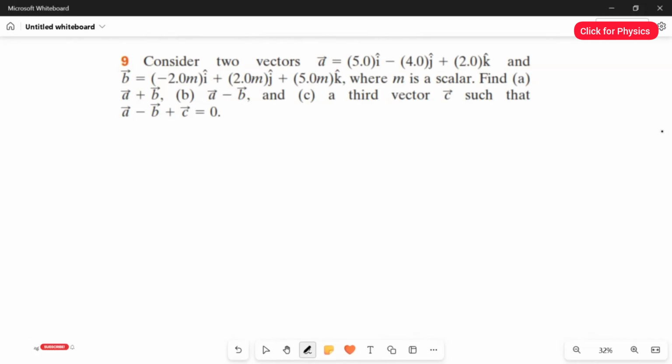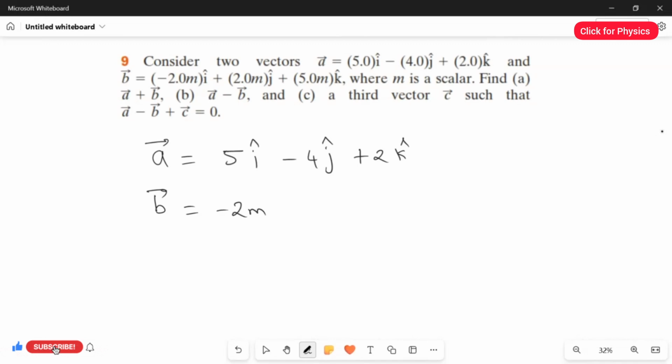Clear? So let's rewrite the given first, and we will solve the questions one by one. The given is vector A equal to 5 i cap minus 4 j cap plus 2 k cap, and then vector B is equal to minus 2m i cap plus 2m j cap plus 5m k cap, where m is a scalar.